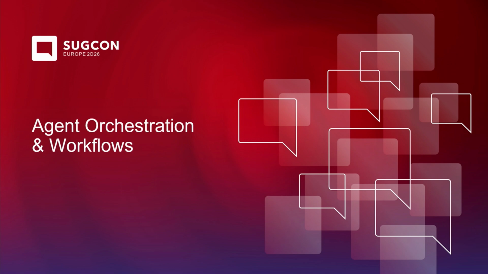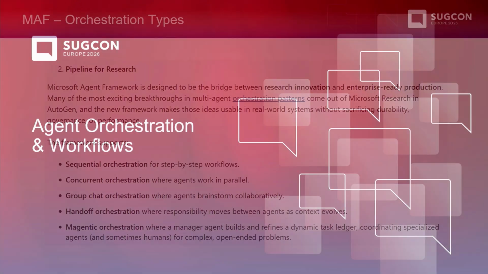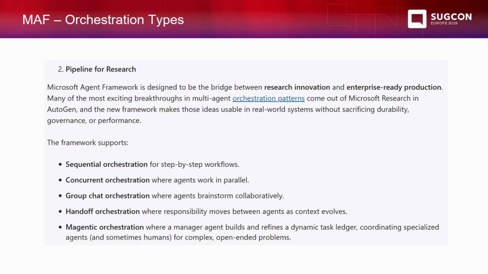So to move on and look at agent orchestration patterns and how the workflows enable that, you can see here a bit of a wordy slide around what the framework supports. So you've got your sequential orchestration, which is step-by-step workflows. You've got concurrent orchestration, which is where the agents essentially go off and work in parallel. Group chat orchestration, where the agents will brainstorm together and talk with each other. Handoff orchestration, where the responsibility, as it says, will move between agents as the context develops.